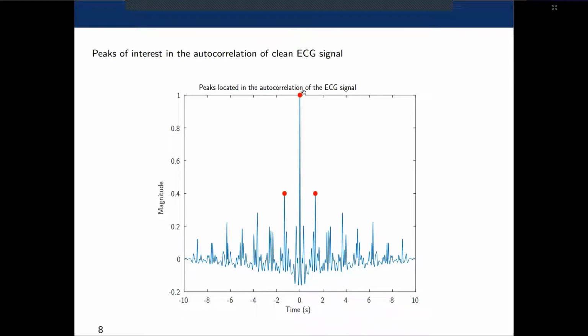Now, these peaks are located and marked as red dots by first thresholding the autocorrelation signal, and here the threshold is taken as 0.3 magnitude, and then finding the first order derivative of this thresholded autocorrelation, and then finding the peaks from the zero crossings in the first order derivative.